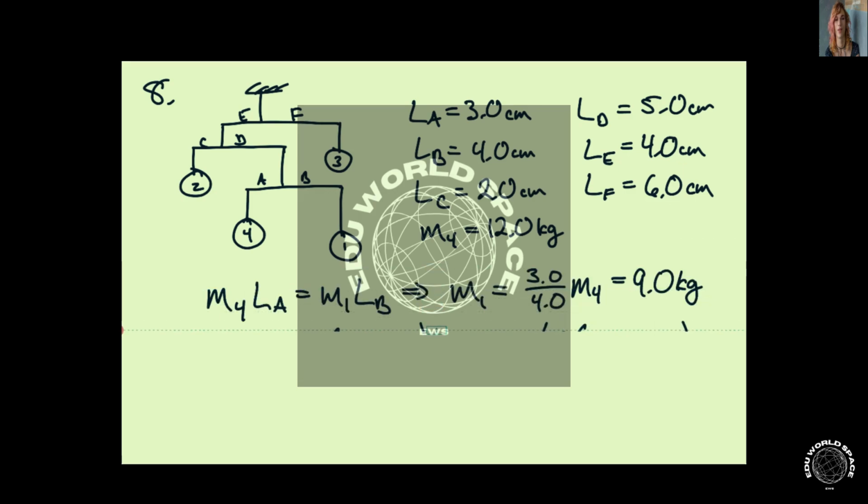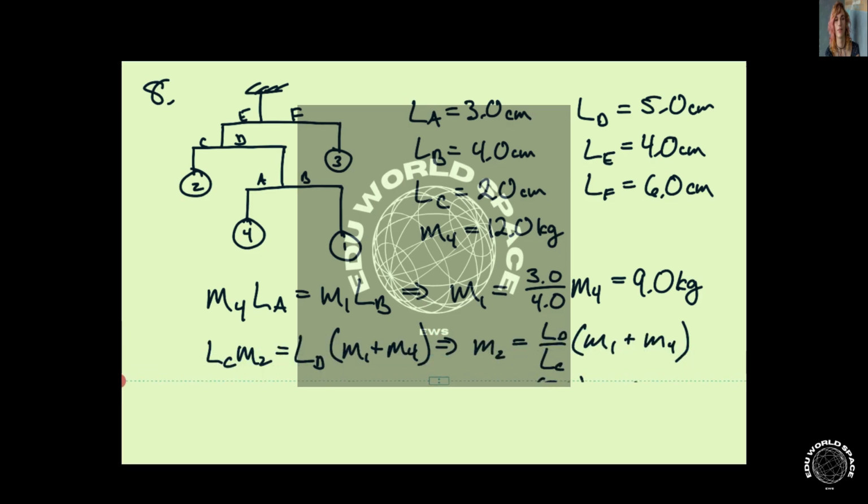So we can figure out what this is because if we take moments about this point, we wind up with M4 LA must equal M1 LB. There's a G in here that I've canceled out because of the weights, but it's common in all of these terms. So we know everything in here except for M1, and we can solve for it, and we get that M1 must be 9 kilograms.